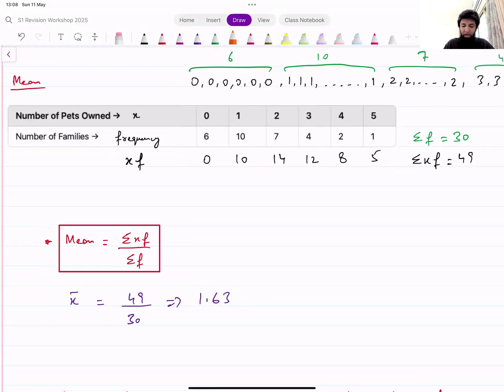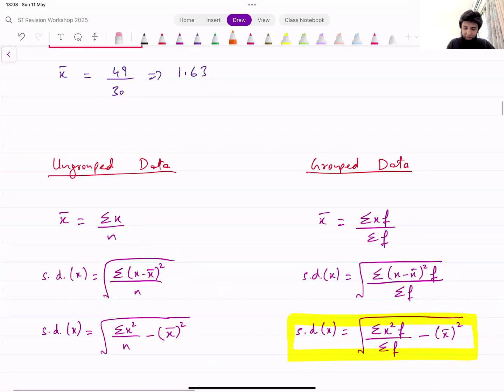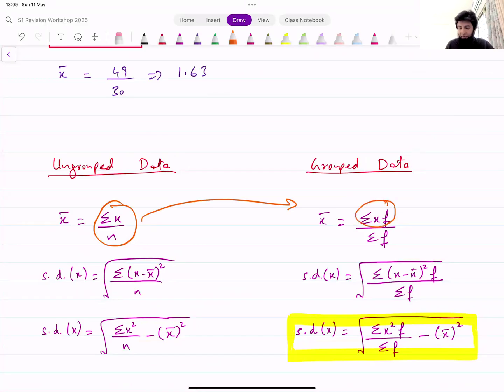For ungrouped data, the formula was sigma x over n. For grouped data, in place of sigma x, we've got sigma xf. In place of n, we've got sigma f. The total number of values is now given as sigma f, the sum of all frequencies, right?